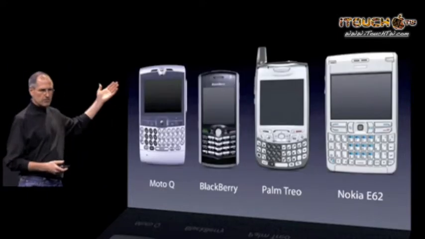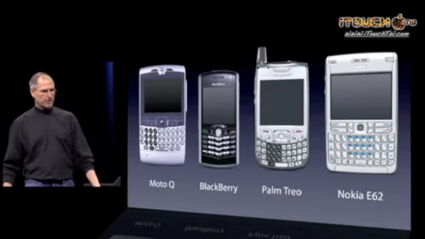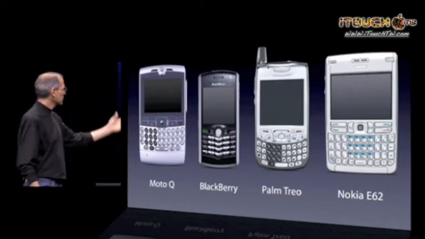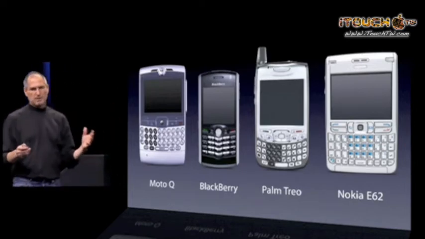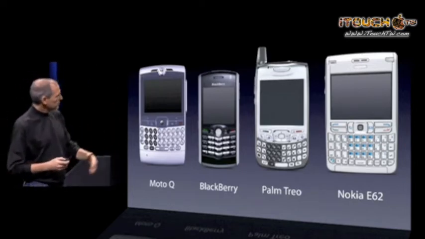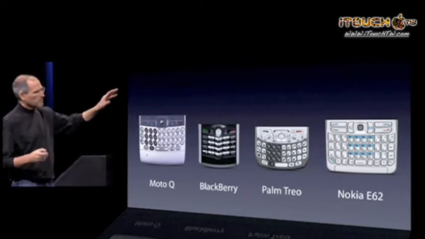I mean, here's 4 smartphones, right? Motorola Q, the BlackBerry, Palm Treo, Nokia E62, the usual suspects. And what's wrong with their user interfaces? Well, the problem with them is really sort of in the bottom 40 there. It's this stuff right here.